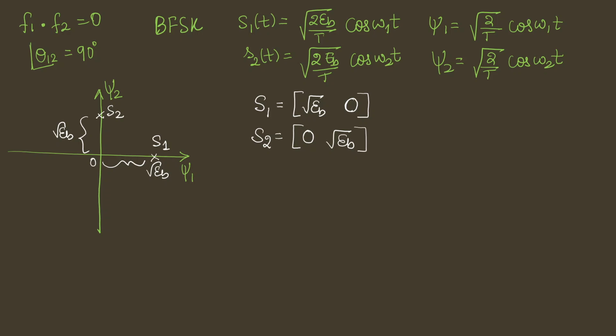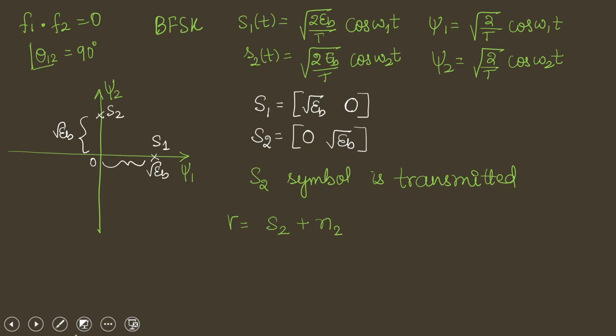Now, in order to determine the performance, or the probability of bit error, during the transmission over an AWGN channel, let us consider the scenario where the S2 symbol is transmitted. This is the condition that we are considering to begin with. If S2 is transmitted, then the received signal R will consist of S2 plus the noise along the frequency omega 2, frequency F2. Therefore the noise affecting the symbol transmitted with the frequency omega 2 will only be affected by the noise with the frequency omega 2. That type of noise we call N2.